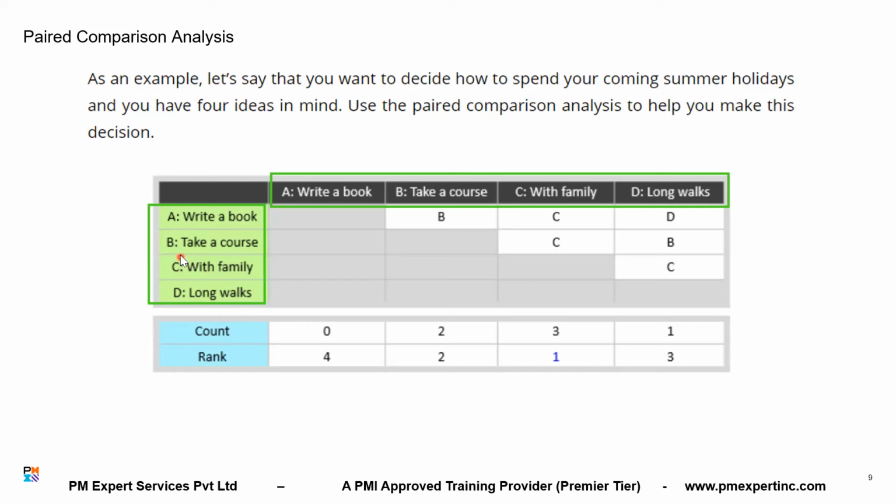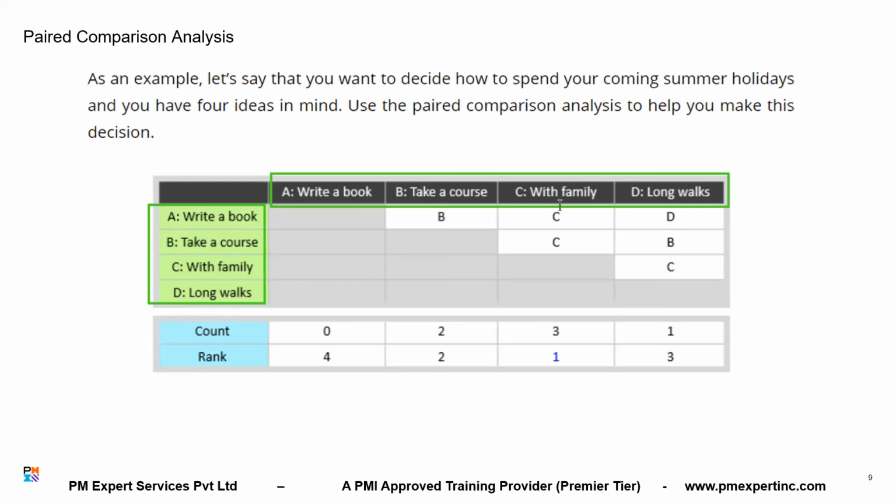Now, tell me, have we compared take a course with every other requirement or not? Yes, they've compared. Now, let's compare with family with all the other requirements. We have already compared with family and write a book, and with family and take a course. So with family is only left with long walks. Which is the preferred? In this comparison, everyone preferred with family, C. Now, have we done all the comparisons for long walks also? We have done all. No more comparisons left.